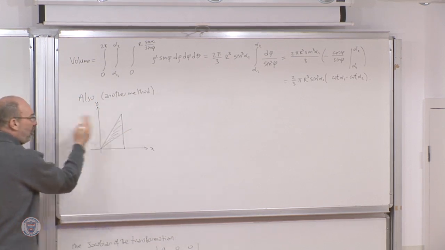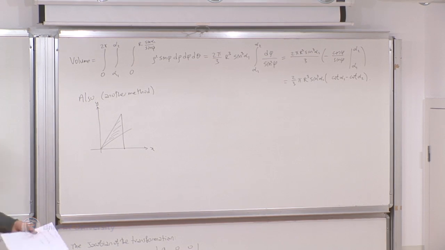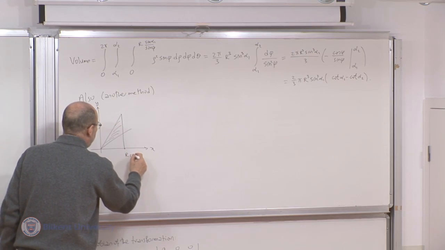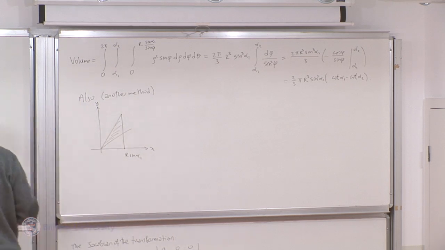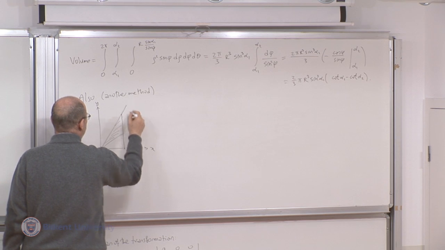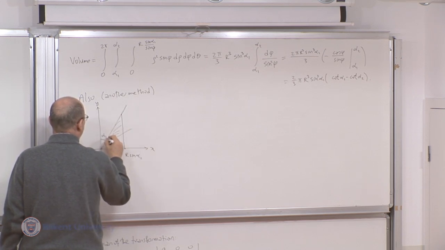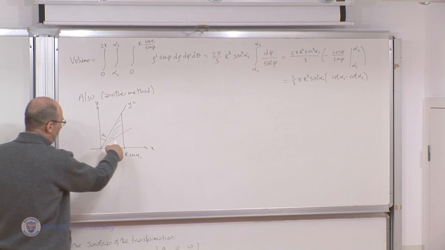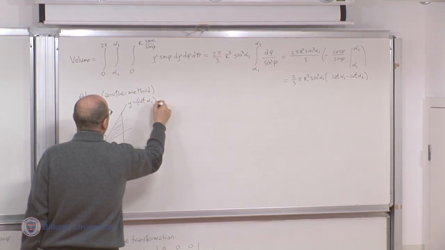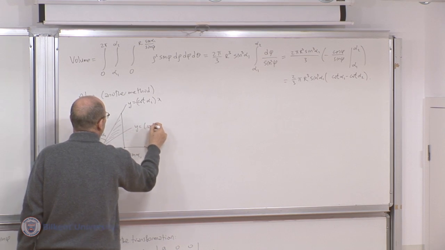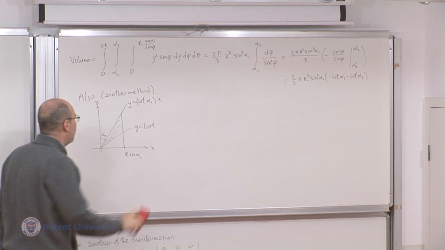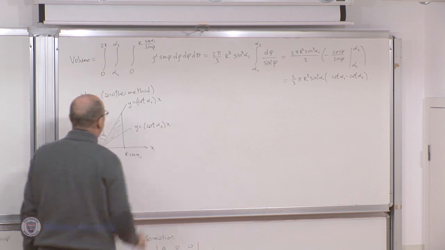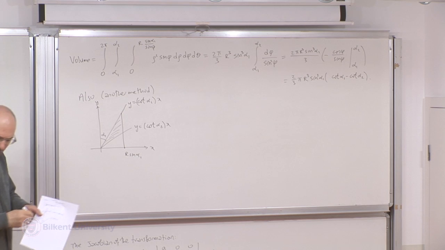I'll revolve this around the y-axis. This point is r sine alpha 1, as we found here. This angle is alpha 1. So this line is y equals cotangent alpha 1 x. This line is y equals cotangent alpha 2 x.